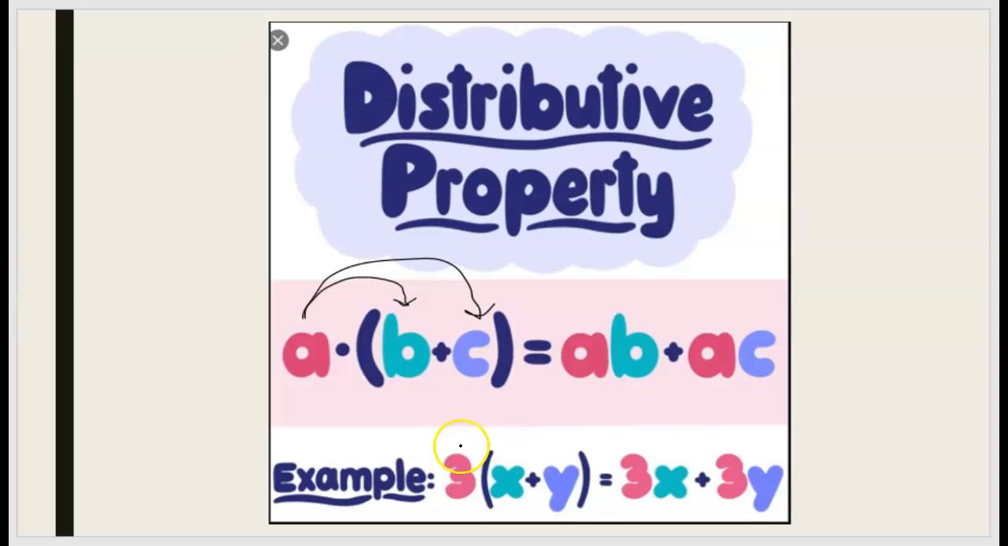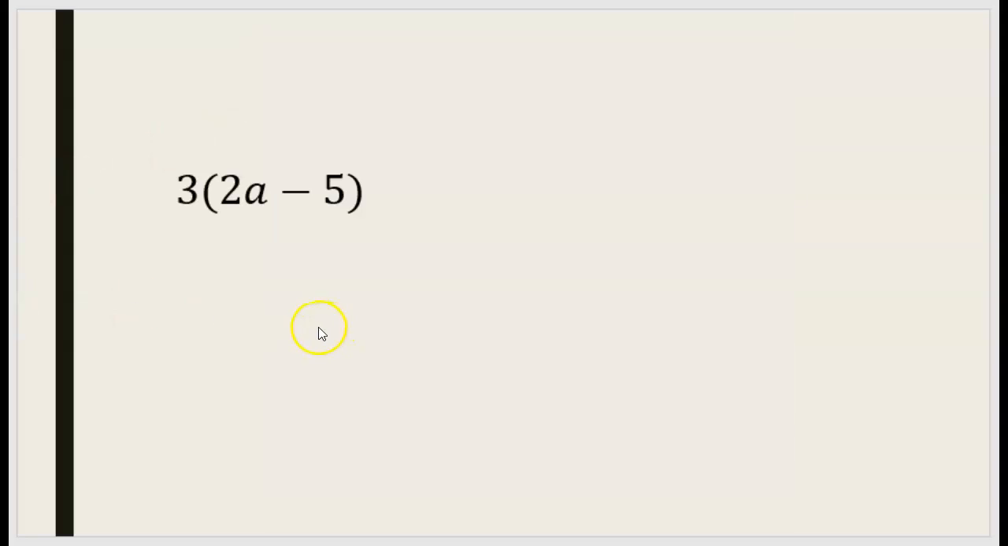So an example here would be like if we had 3 times the quantity x plus y, we're going to take 3 times the x, giving us the 3x over here, bring this plus sign and move it over to our simplified expression, and then take 3 times y to get 3y. And that's really about all there is to it. So here we go. Let's go ahead and apply this to a problem that we might see.